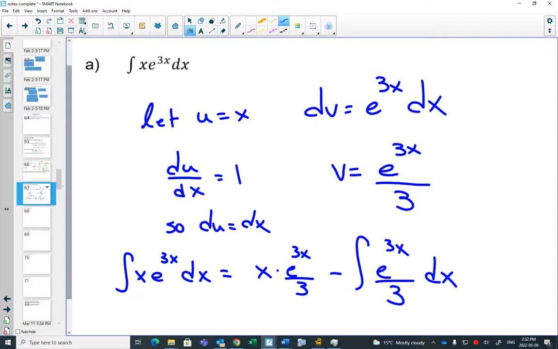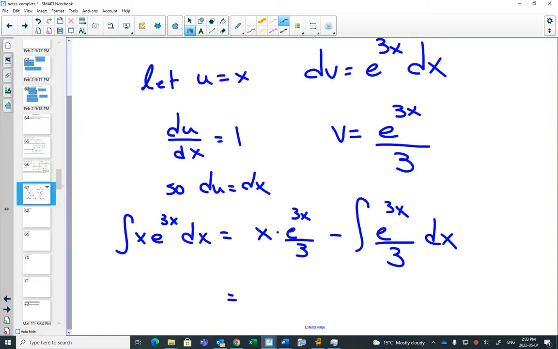Okay, it doesn't seem like we got anywhere because we substituted a formula for an integral and got another integral in our answer, so we are not done solving yet. However, because du dx got rid of the variable, now this integral that's left is an integral that you can do.